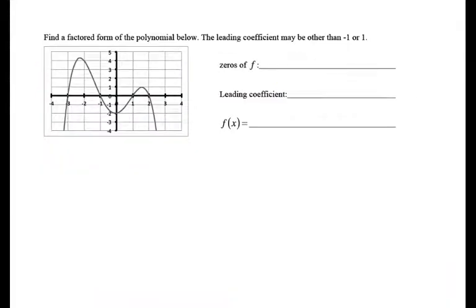So we're going to let this get just a little bit more complicated, but not much. This time, paying very careful attention to the instructions, the leading coefficient may be other than negative 1 or 1. So we can't just look at this graph and figure out whether the leading coefficient is positive or negative. We're going to have to incorporate another step in finding the leading coefficient. But let's first find the zeros and the factors that have x in them, and after that it will be easier to find the leading coefficient. So starting from the left, we have a zero at negative 3, another at negative 1, another at positive 1, and another at positive 2. So I'll list those here.